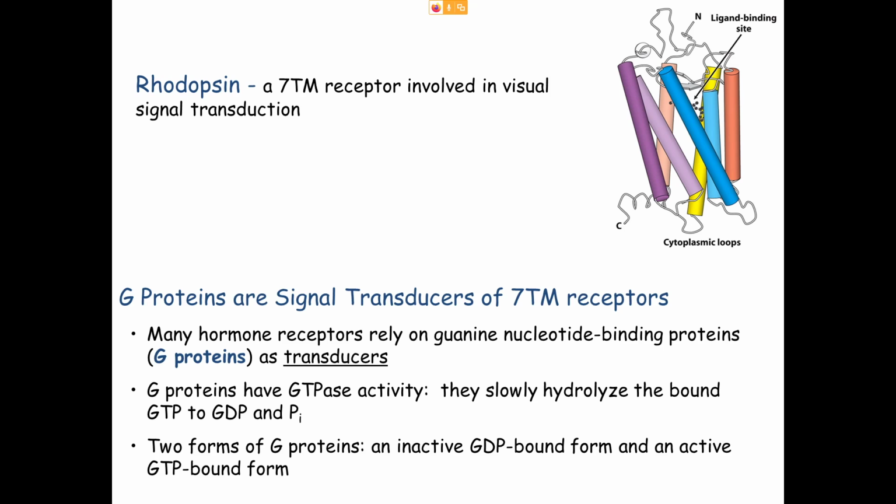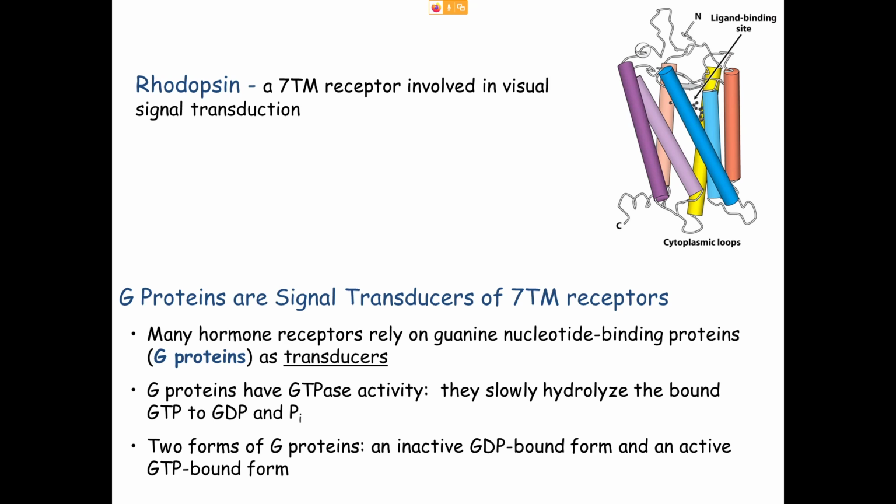So this is what allows you to detect light. When a photon of light hits this, it changes its shape, the cytoplasmic loops readjust, and the cell knows there's been a change somewhere. This molecule has had to readjust, and it sends a signal to the rest of the cell. We'll talk about what that signal is next.